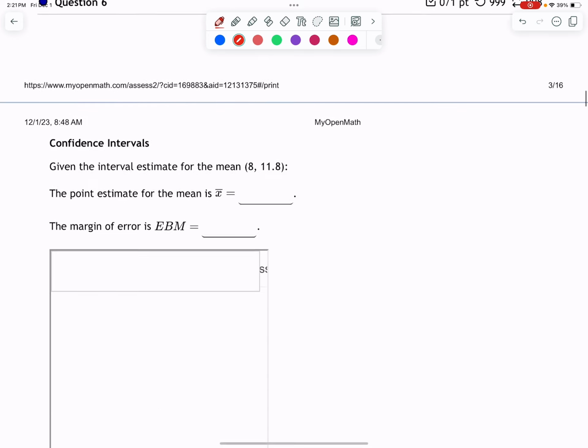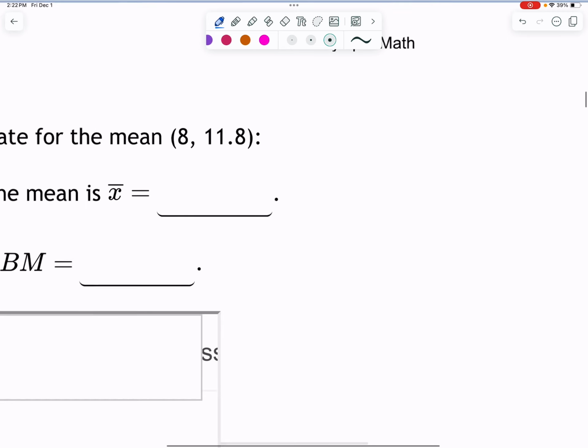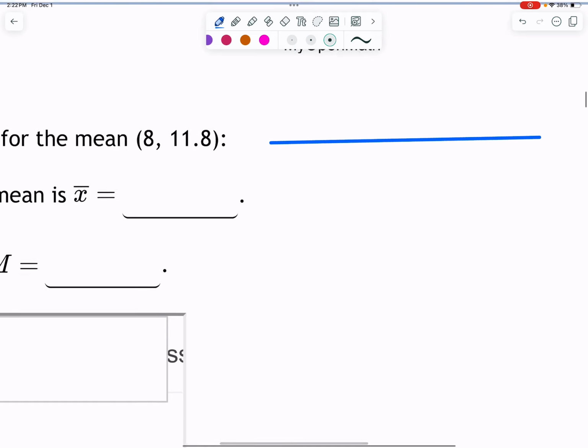Now let's take a look at some confidence intervals with number 6. Given the interval estimate for the mean, the point estimate for the mean is, and the margin of error is the EBM. So here we go. I told you guys a long time ago that if you asked me a question, my first response was going to be, did you draw the picture? Well, here's my question right here if you're stuck on this one. Did you draw the picture?